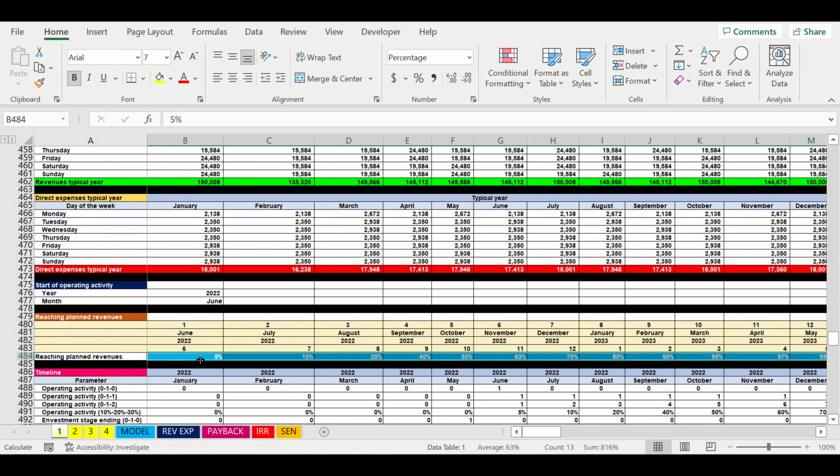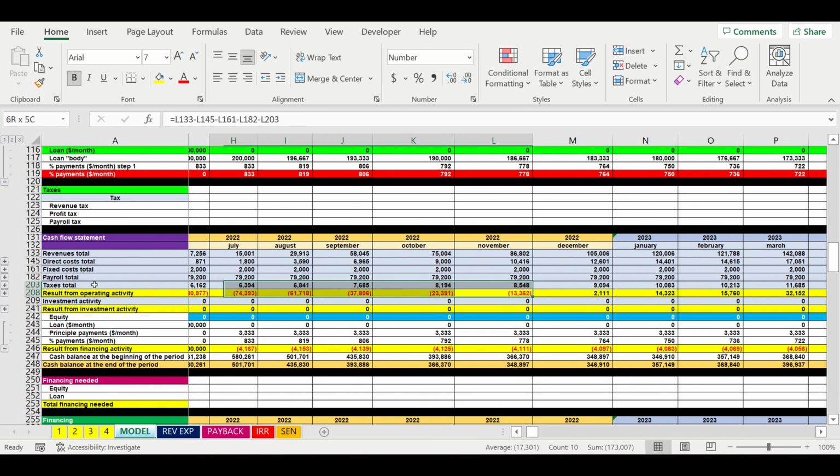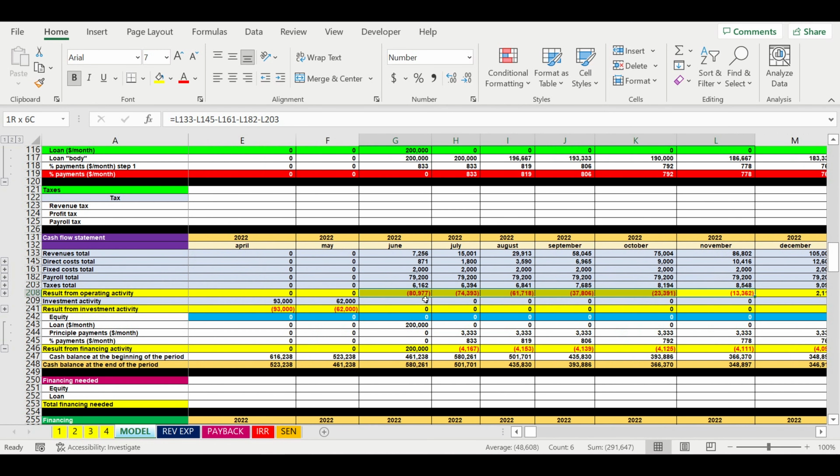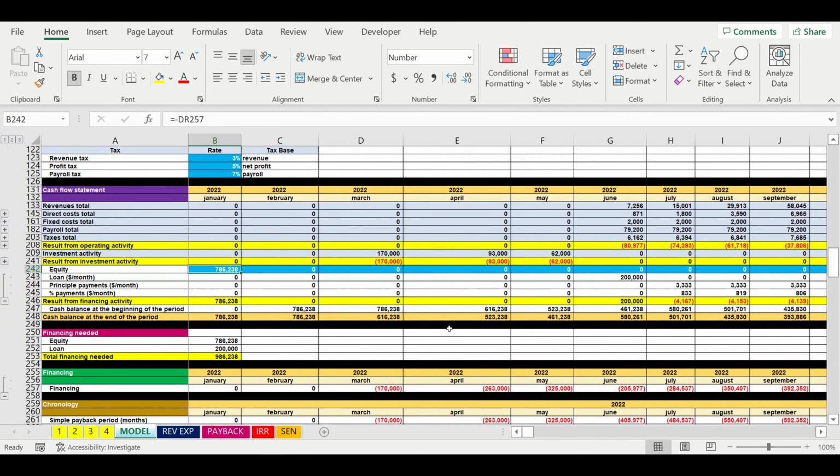So the data which we put here affects the cash flow statement, and here you can see whether or not you have operating losses, and they should be added to the amount of financing that you need to start your business idea. So then you can see how much financing you need here.